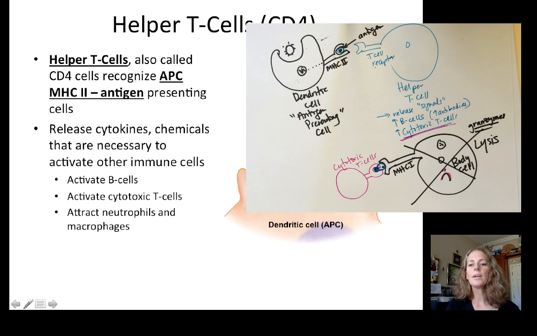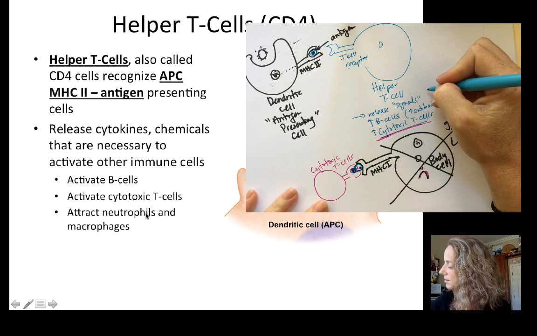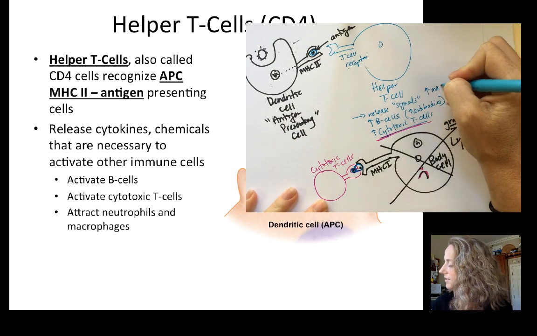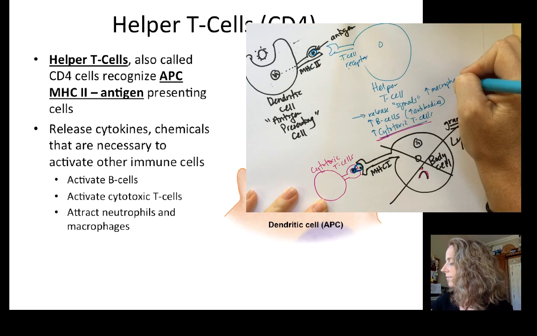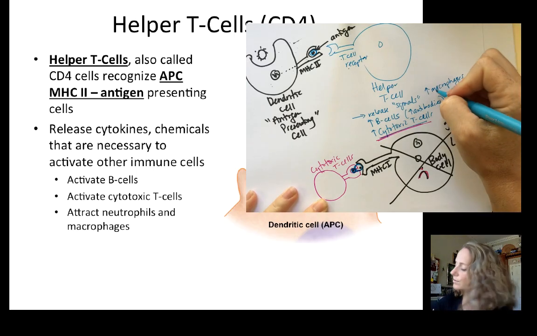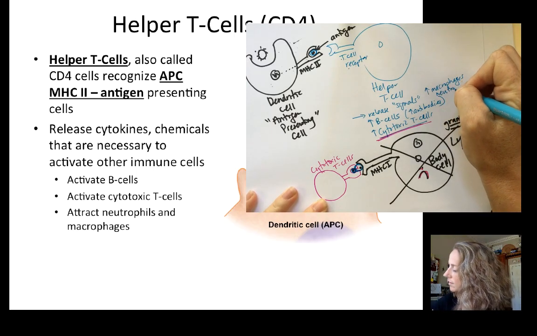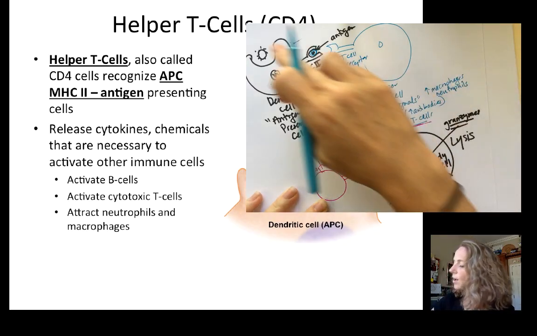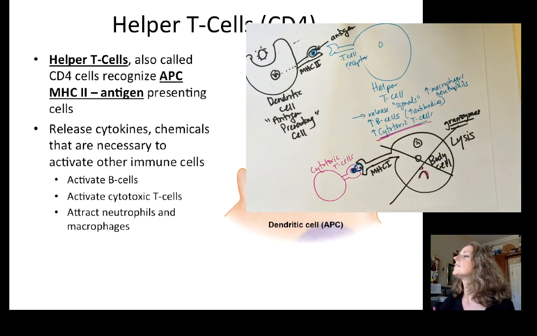This was helped by the activation of helper T cells. So helper T cells activate B cells, they activate these cytotoxic T cells. They will also generally attract macrophages. That includes neutrophils to help to find more antigens and more debris.